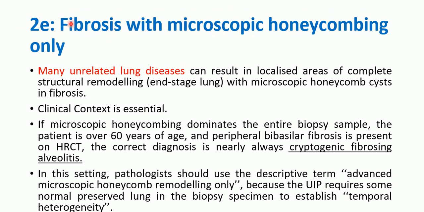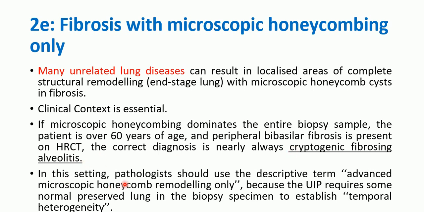2E is a relatively uncommon fibrosis with microscopic honeycombing only. Many unrelated lung diseases can result in end-stage remodeling of the lung with microscopic honeycombing cysts. So to arrive at a diagnosis, clinical context is essential. For example, if honeycombing is seen in a 60-year-old patient and there is peripheral bibasilar fibrosis in HRCT, the correct diagnosis is going to be cryptogenic fibrosing alveolitis.